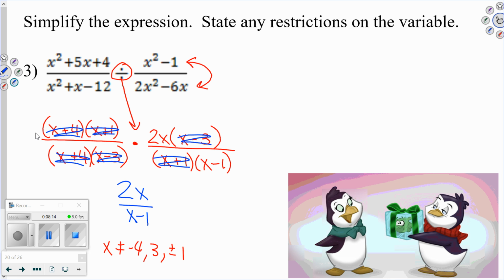Ooh, can I cancel these x's? Why not? That's connected with a plus or minus sign, so we can't take that. And we're done. Yay? Or nay?